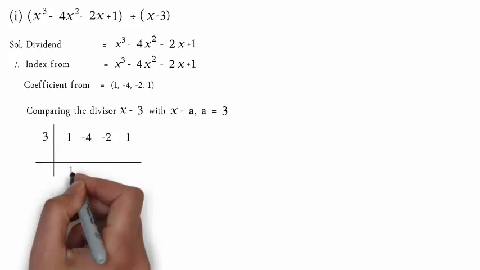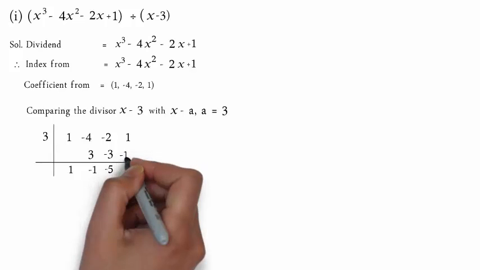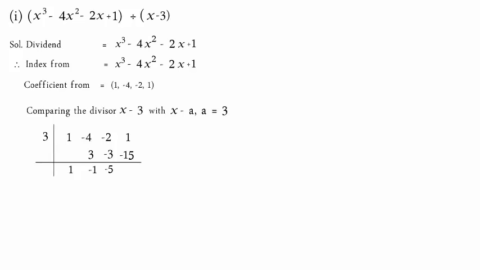Carry down 1, which is the leading coefficient. Then multiply 3 with 1 and write 3 below minus 4. Now add minus 4 and 3, which is minus 1. Minus 1 multiplied by 3 gives minus 3; write it below minus 2. Add minus 3 and minus 2. It becomes minus 5. Now multiply minus 5 with 3. It becomes minus 15. Write it below 1 and then add 1 and minus 15.